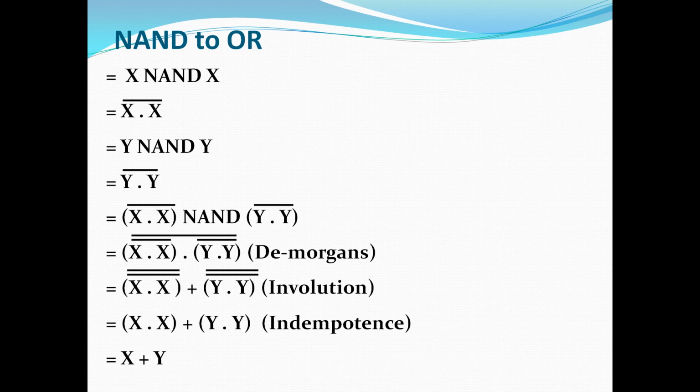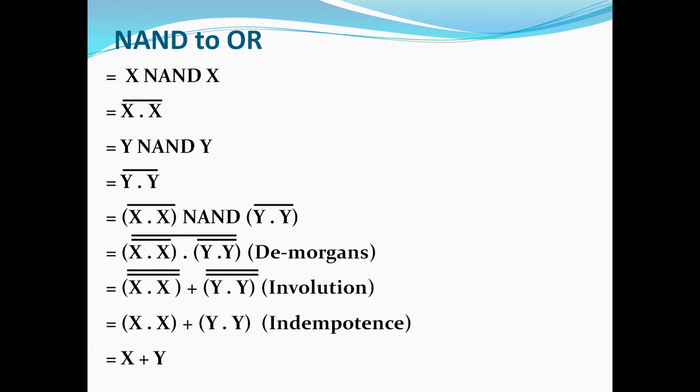Then apply the involution law. What is the involution law? Involution law states that x double dash equals x, y double dash equals y. Here x dot x double dash is there, y dot y double dash is there, so it's possible to remove the double dash. So any Boolean function with a double dash, both the dashes can be reduced. So output will be x dot x plus y dot y.